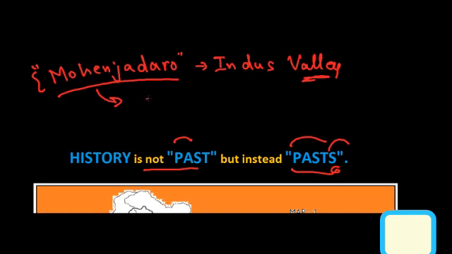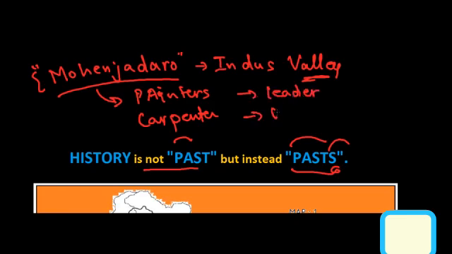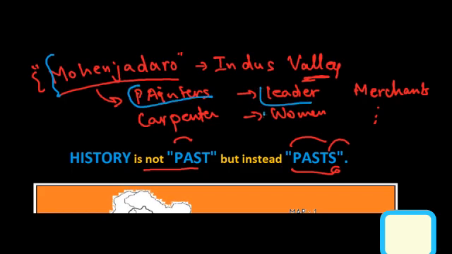And when we say the people living in this civilization, it includes the craftsmen, the painters, the carpenters, the leaders of those eras, the women, the merchants, and all such kinds of people. It's a long list. Then we can say that it was not just the past of Mohenjo-daro, but it is the past of the painters living in those eras, the leaders of those eras, the women of those eras, the merchants of those eras, and even the kids like you, or the kids that we see all around us.